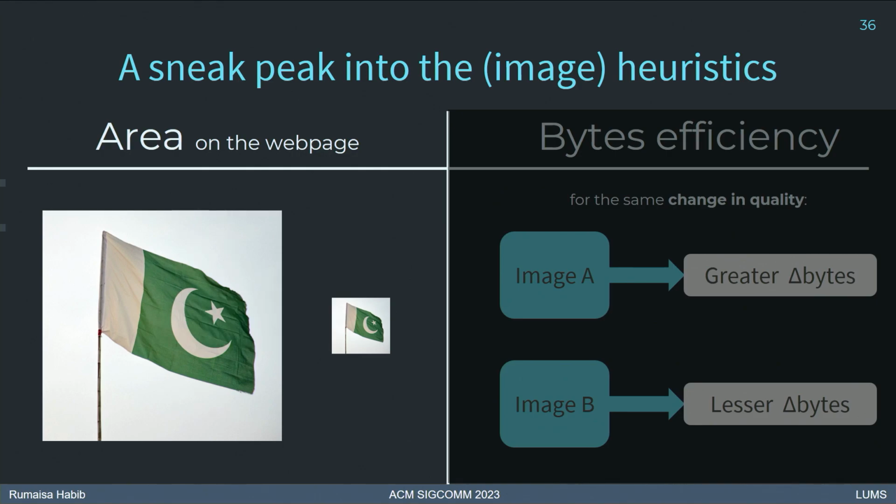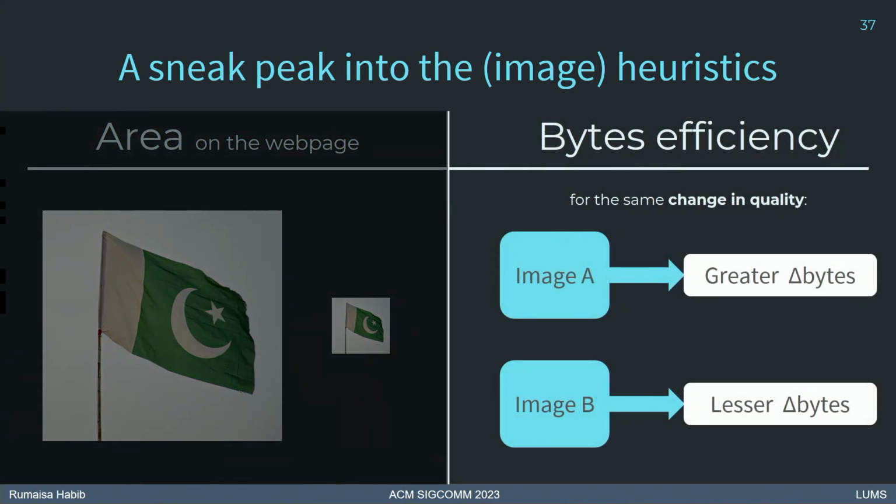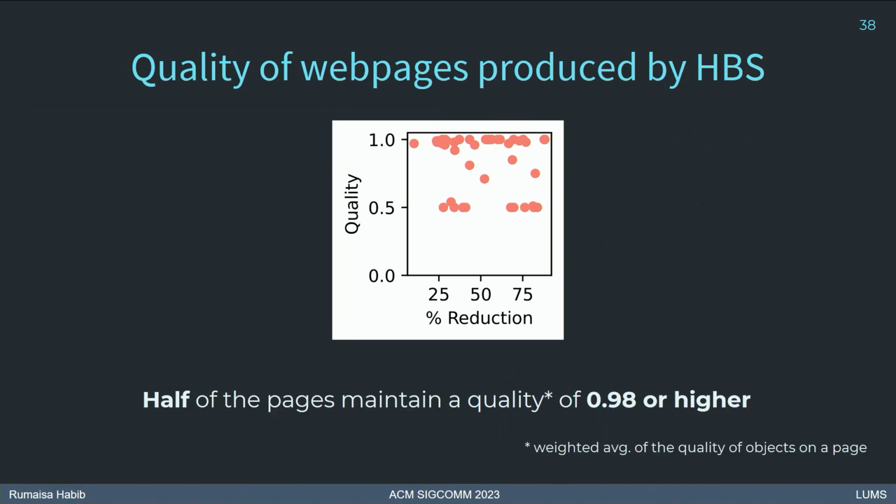So we consider that, and we also consider bytes efficiency, because some images just tend to handle reduction better. So for the same change in visual quality, some images would give you a greater bytes reduction as compared to others. So while I won't go into more details about the heuristics, I can attest to their effectiveness. In our evaluation, we found that half of the pages generated by HBS maintained a quality of 0.98 or higher.